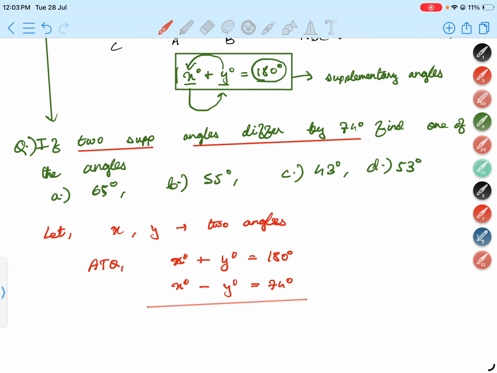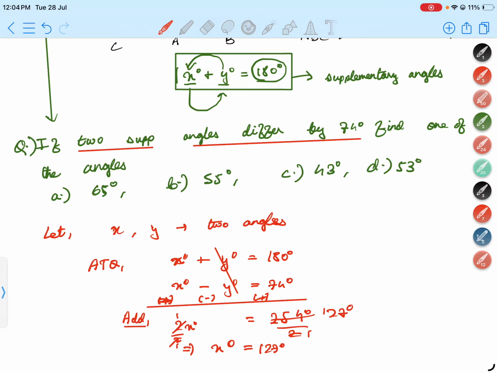So if I just add them up, here no signs will be changed, here will be plus, here will be minus, here will be plus, because this is the action of addition. Here the signs do not change. So x plus x will give us 2x degree, plus y and minus y, they will simply cancel each other. 180 and 74, if we add them, we will get 254 degree. So 2x is equal to 254 degree. Dividing both sides by 2, we will get x degree as 127 degrees. So this is our x.